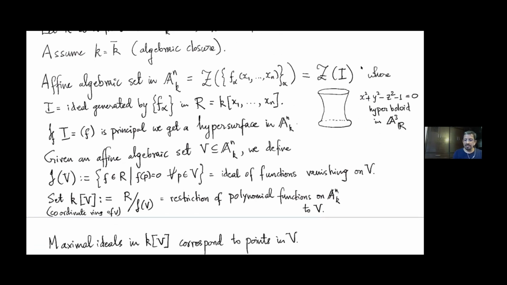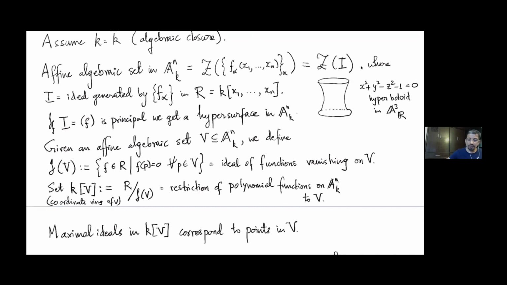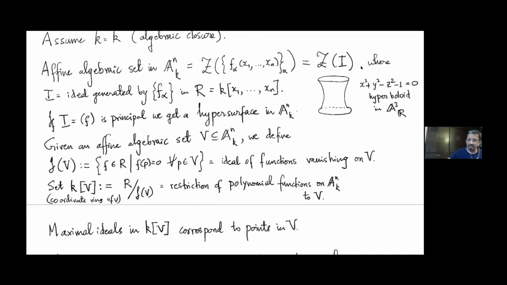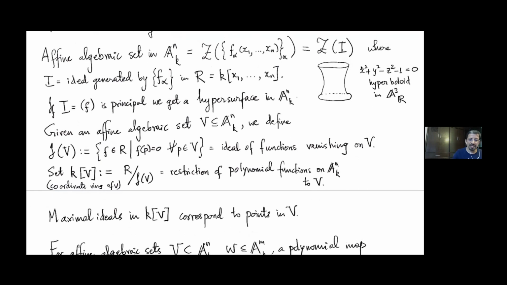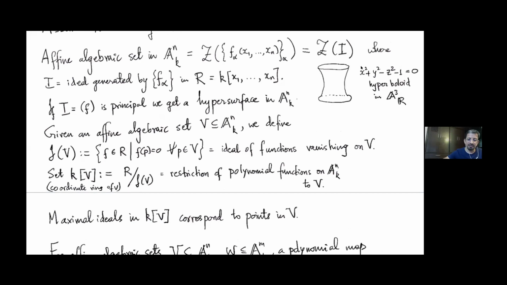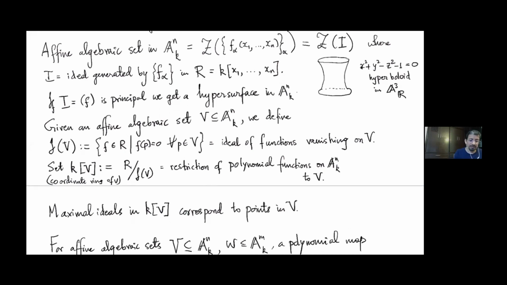For example, here's the zero locus of x^2 + y^2 - z^2 - 1 = 0 in 3-space. Here, of course, I draw it over real numbers because I don't know how to draw it over complex numbers. So while drawing pictures, we might occasionally draw over non-algebraically closed fields. But initially, the theory we set up is over algebraically closed fields. Later on, we generalize and work over arbitrary fields, and in fact, much more general.